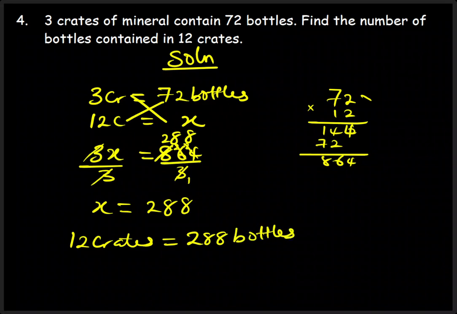All right, so that's the idea of proportion. You get a relationship, and then you check for what you are asked to find, and then if it is direct, you cross multiply, and then you can apply a simple equation to get your answer.